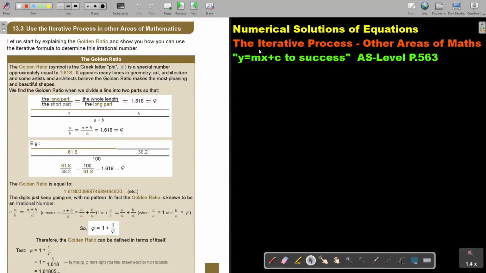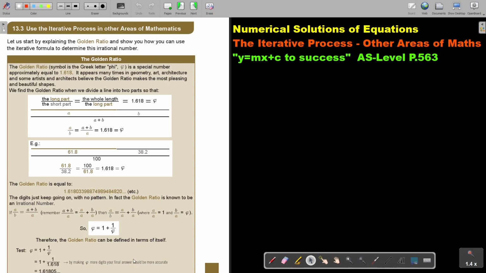In this video, we will continue with the iterative process, but we will look at the process in other areas of mathematics. Okay, now you can go through this. This is just very interesting because you hear it a lot. So the golden ratio. Let us start by explaining the golden ratio and show how you can use the iterative formula to determine this irrational number.